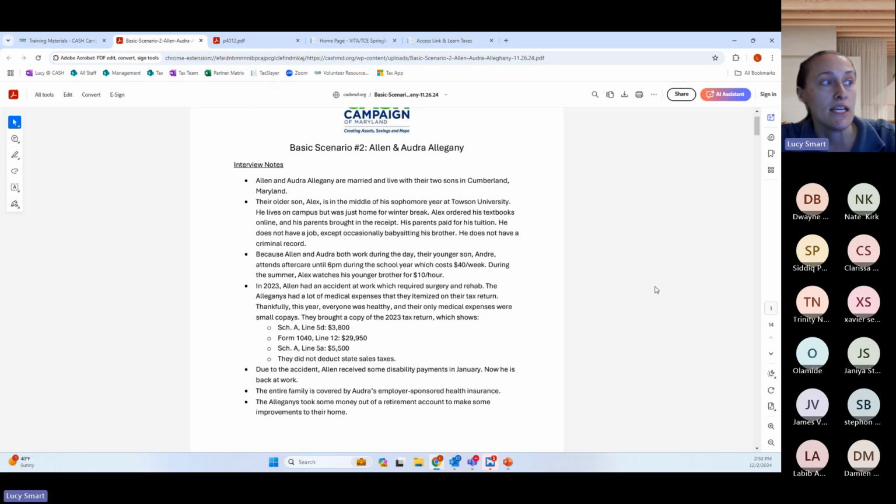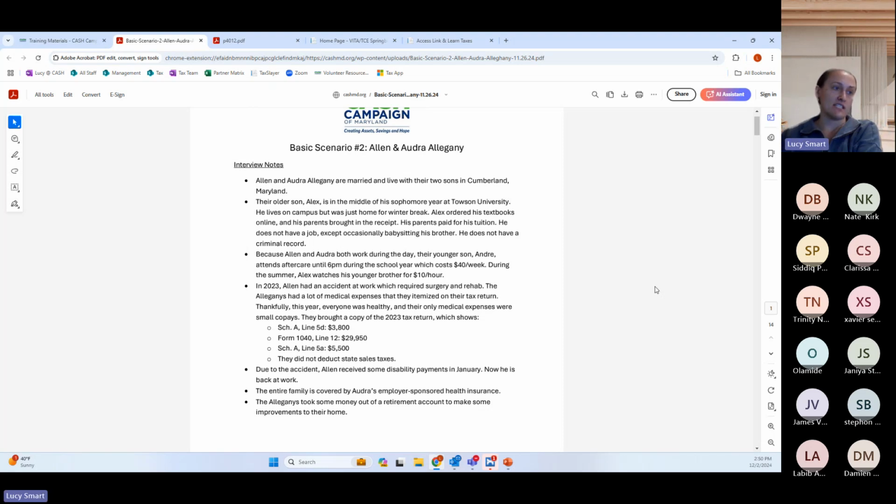In 2023, so that's the past year, Alan had an accident at work, which required surgery and rehab. And so 2 years ago, they had a lot of medical expenses that they itemized on their tax return. Thankfully, this year was healthy and their only medical expenses were small copays. They brought a copy of their 2023 tax return, which shows Schedule A, line 5D, Form 1040, line 12, Schedule A, line 5A, and that they did not deduct state sales taxes.